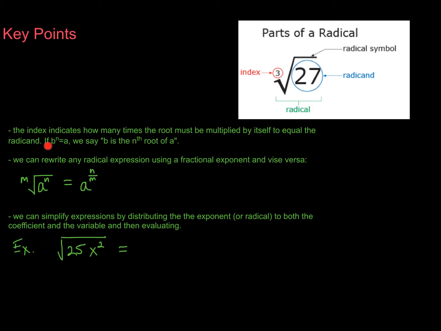In general, if we have b to the n is equal to a, what we're saying is that b is the nth root of a. So let me give you a little example here. I might say that 3 squared is equal to 9. And what that means is that 3 is the 2nd root of 9. I could also say 9 squared equals 81. And that would be saying that 9 is the 2nd root of 81. To kick it up a notch, I could take 5 to the 3rd power. That's 125. And here I would be saying that 5 is the 3rd root of 125.